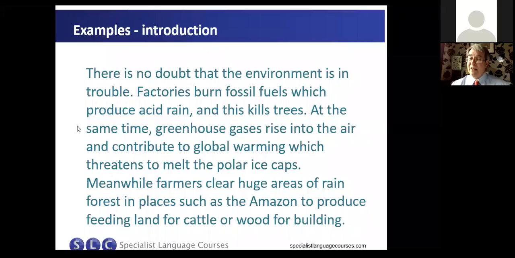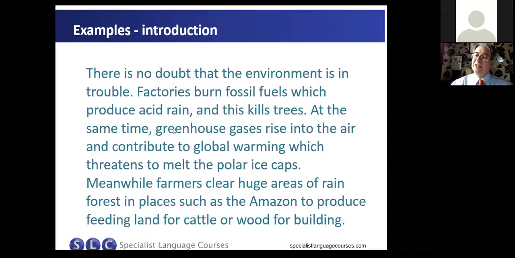So "at the same time," meaning together with, greenhouse gases rise into the air and contribute to global warming. So this is at the same time as the factories burning fossil fuels. So it doesn't just produce acid rain, it also produces greenhouse gases. They're probably CO2, maybe carbon monoxide as well, both of which are greenhouse gases.